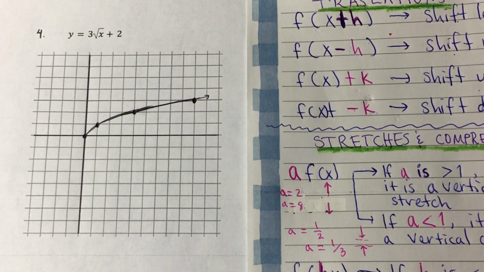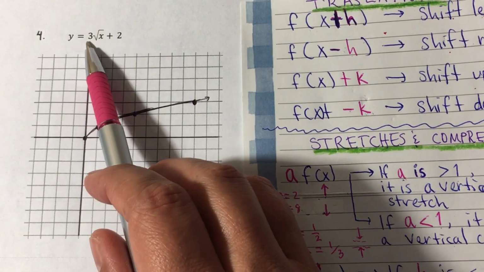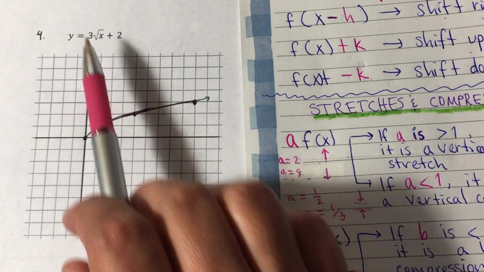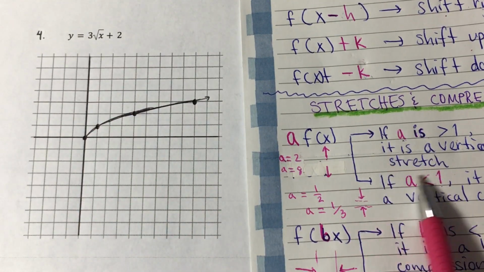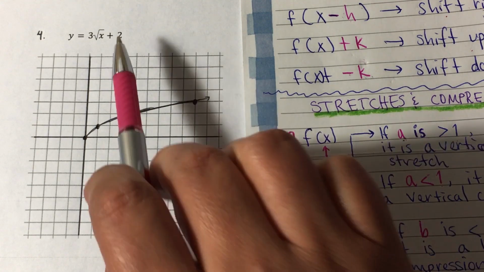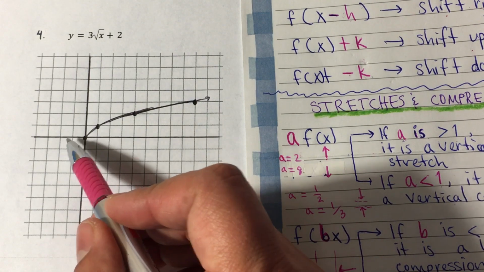Okay, for number 4, we have an addition, but we also have a multiplication. And when we're multiplying outside of the symbol, we're going to look at a. And you can do both transformations at the same time, or you can do them separately and then highlight the actual finalized graph after the 2 transformations. Because on number 2 and number 3, we did both transformations.